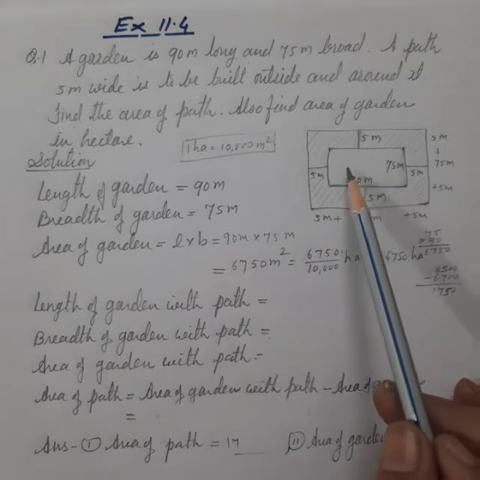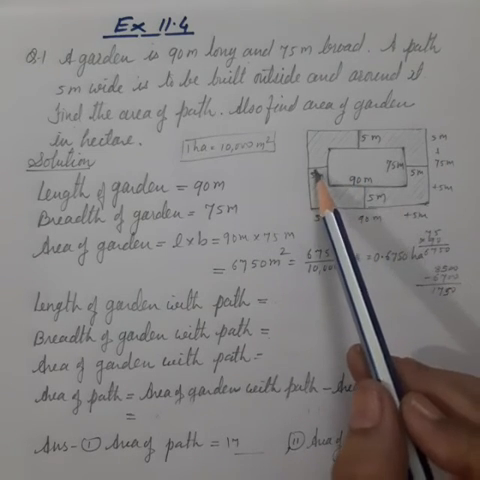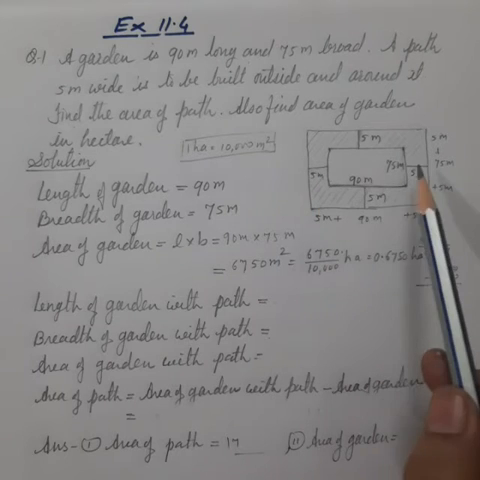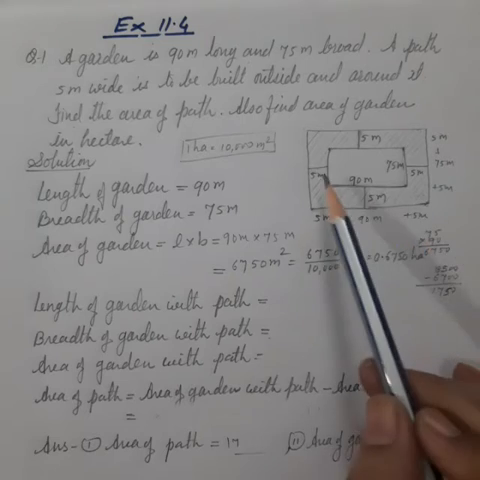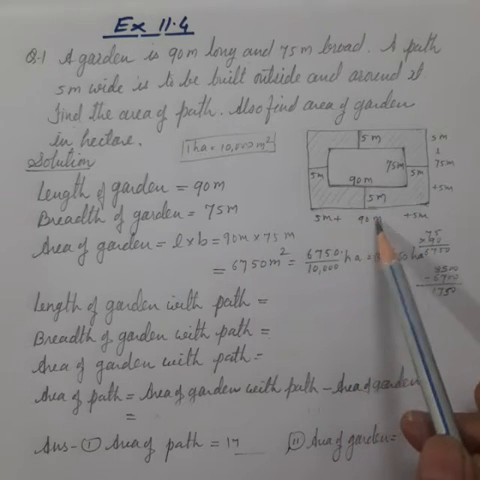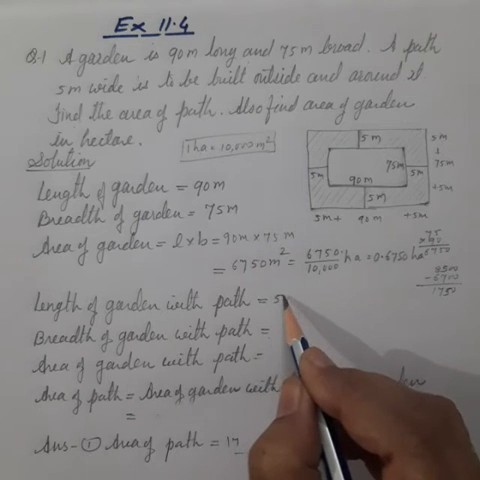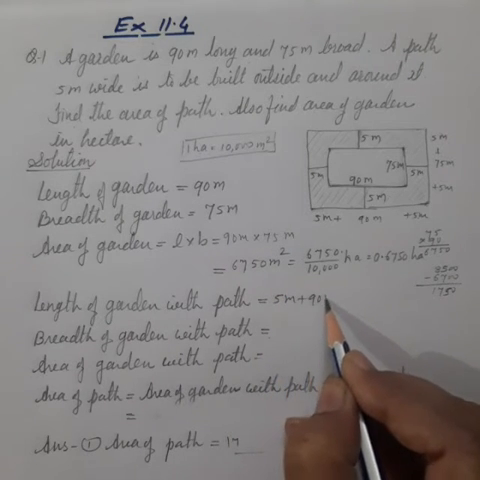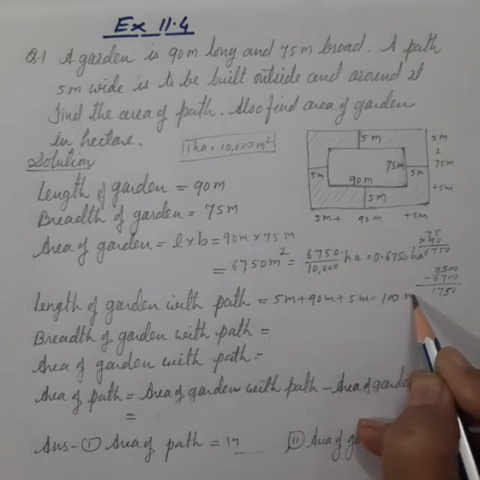Now we have to find out the area of the outer rectangle here. That means the area of the garden with path. Here the width of the path is 5 meters. From here also 5 meters. So the length of the outer rectangle is 5 meters plus 90 meters plus 5 meters. We get here 100 meters.